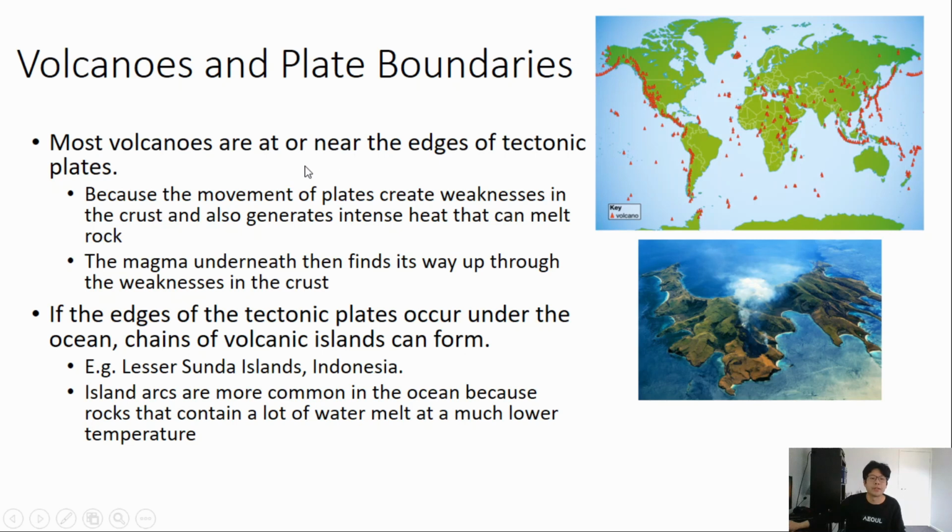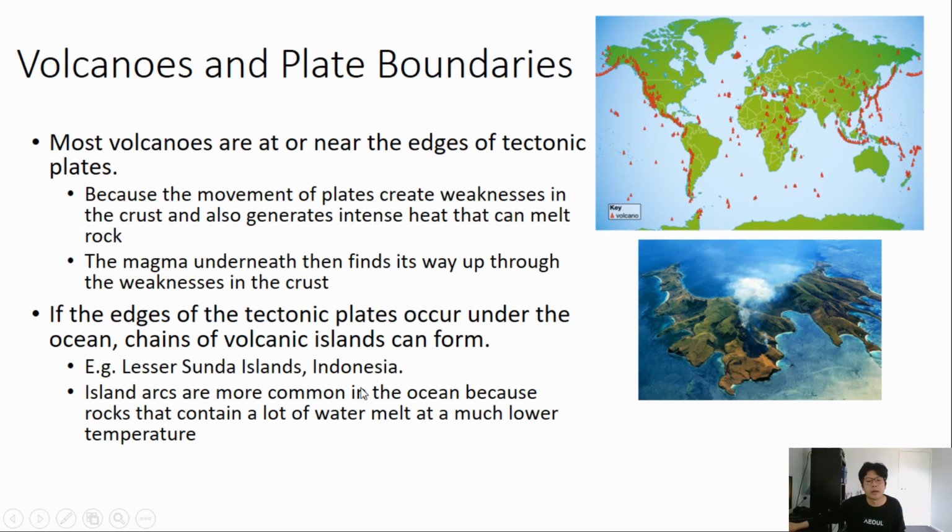If you don't, just feel free to ask your teacher in class. But this is because the movement of plates creates a weakness in the crust and also generates intense heat that can melt rock. The magma underneath then finds its way up through the weaknesses in the crust. And if the edges of the tectonic plates occur under the ocean, chains of volcanic islands tend to form. An example of this is the Lesser Sunda Islands in Indonesia.